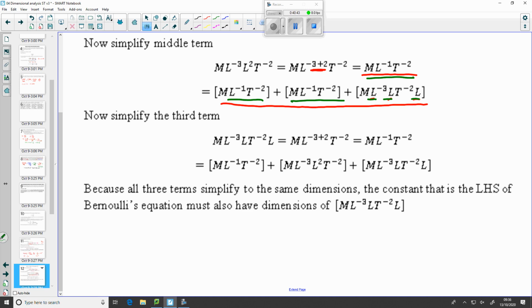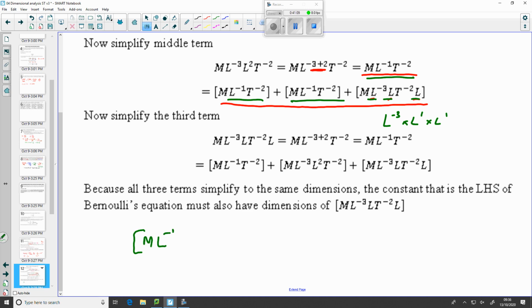You're adding the t, that minus two is with the t. Okay. Yeah. You've got L to the minus three times L to the one times L to the one. That's minus three plus two.